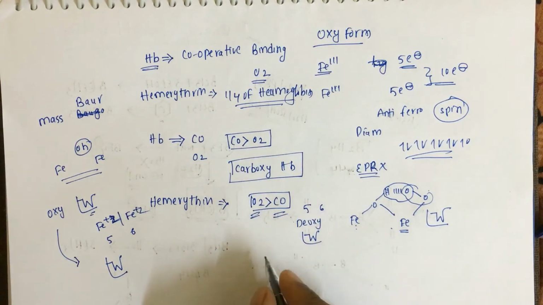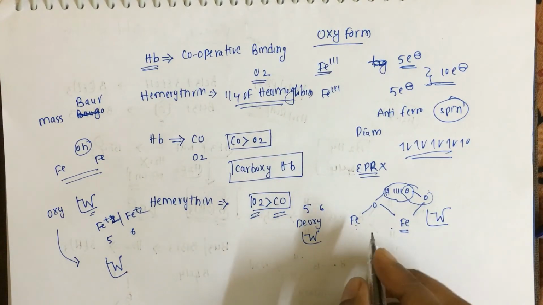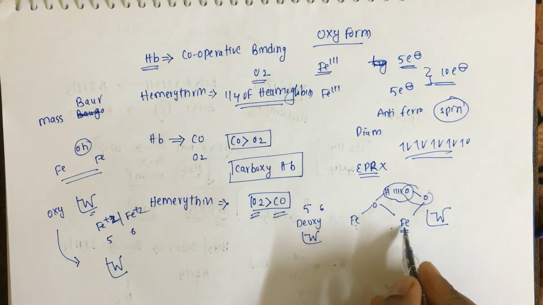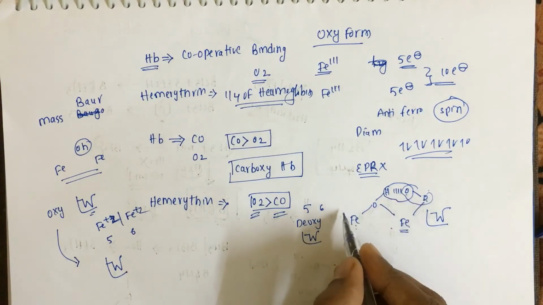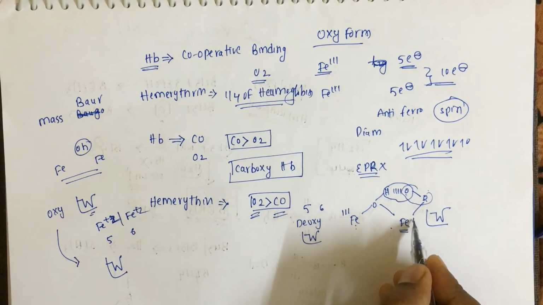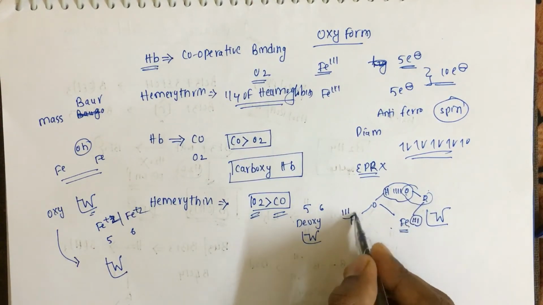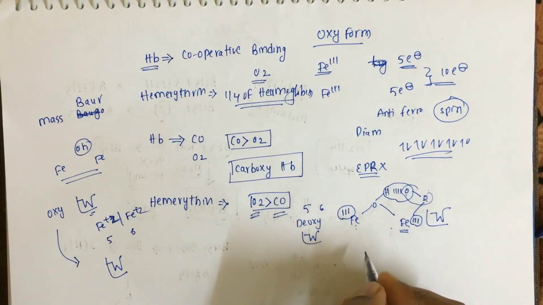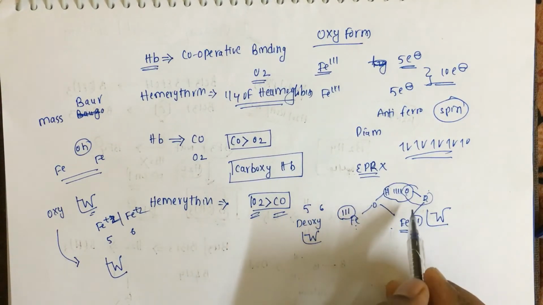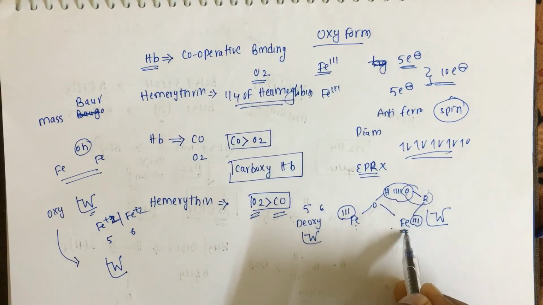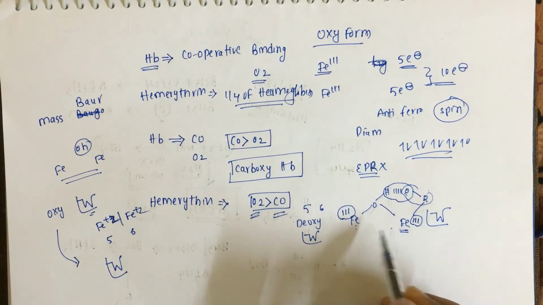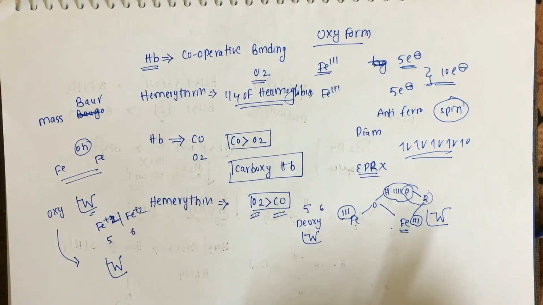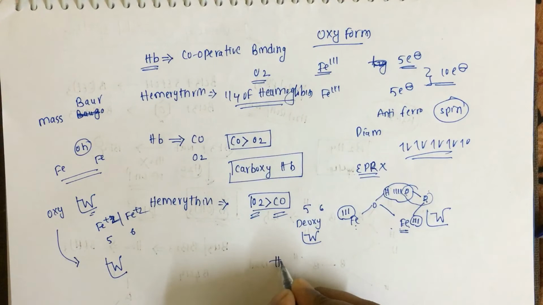Another point I want to say is that only one iron atom is involved in the dioxygen binding, but both iron atoms are getting oxidized. This is very important. This question has been asked many times from an examination point of view: even though only one iron atom is involved in the oxygen binding, both iron atoms are getting oxidized. So this is about hemerythrin.